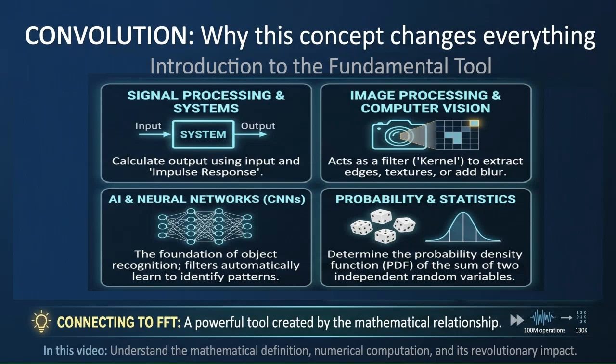In signal processing and systems, convolution is the main tool for computing the output of a system. If you know the input and the system's impulse response, convolution tells you exactly what the output will be. In image processing and computer vision, convolution acts like a filter. A small window, called a kernel, moves across the image and extracts features like edges, textures, or blur.